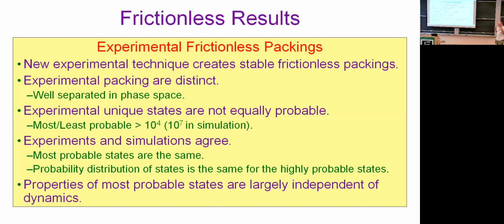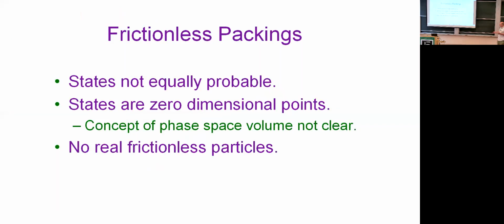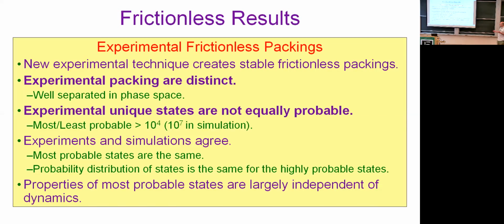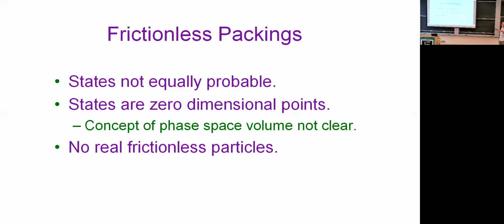Okay, so just to reiterate what we learned from frictionless systems: the experimental packings are distinct, and the unique states are not equal in probability. There's a huge difference in the probability. States are zero-dimensional points. This is a very key part of understanding why we can't just think of this in a normal thermodynamic way.